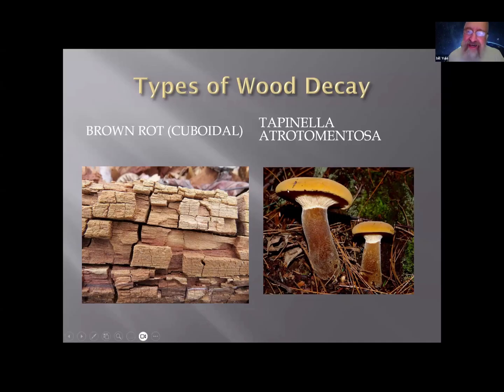I was glad to see Tapinella atrotomentosa in the virtual ID earlier. I love that fungus. And this is a typical basal member in the lineage of the Boletales. And this is a brown rot decomposer guild fungus that's really the beginning of the lineage of boletes. And one of my favorite subjects is the evolution of ectomycorrhizal symbiosis, and this is part of that story.